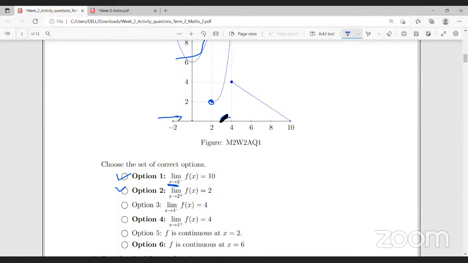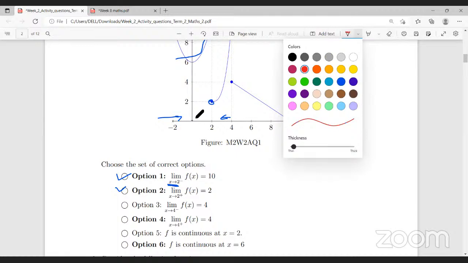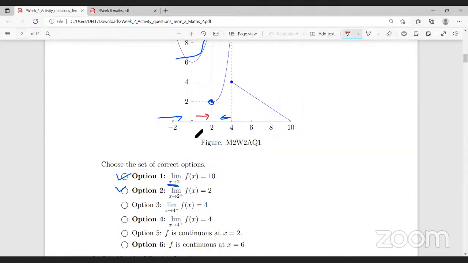Okay. Then, sir, for limit x tends to 4 minus of f of x equal to 4, how is it incorrect? Yeah, so we are going from the left hand side for 4 minus.